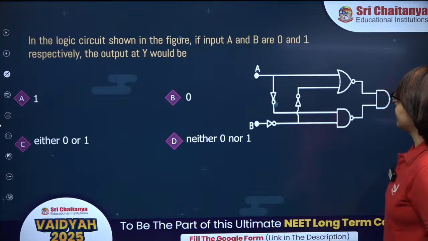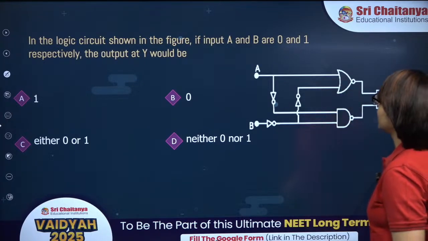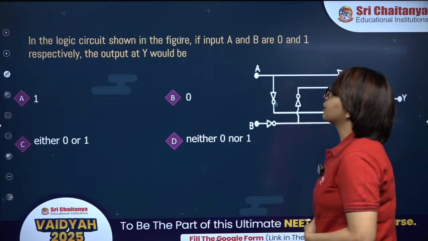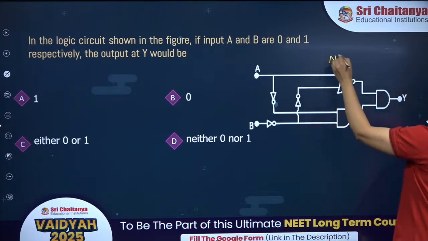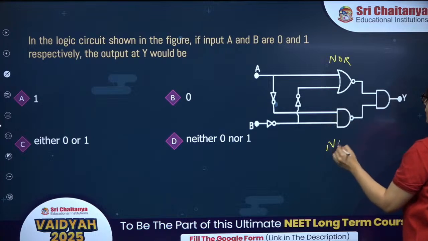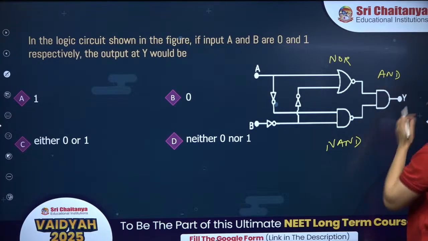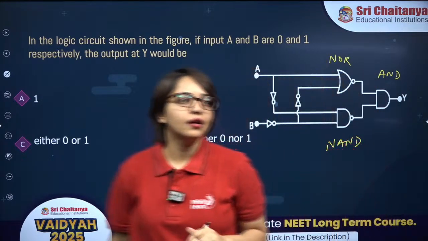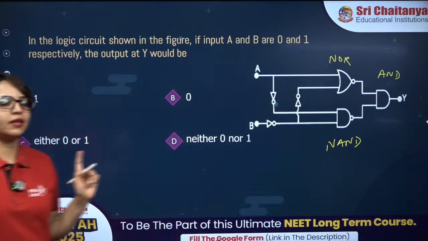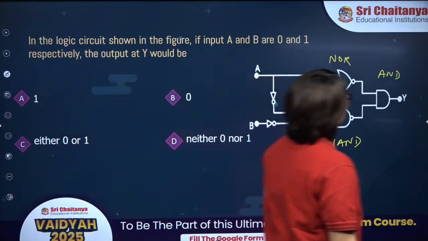Next is this one. It is from logic gates. In the logic circuit shown in the figure, if inputs A and B are 0 and 1 respectively, the output Y would be. So this is your NOR gate, this is your NAND gate, this is your AND gate. What is the logical operation of NOR, NAND and AND? That you have to remember first. Then only you can solve this question.